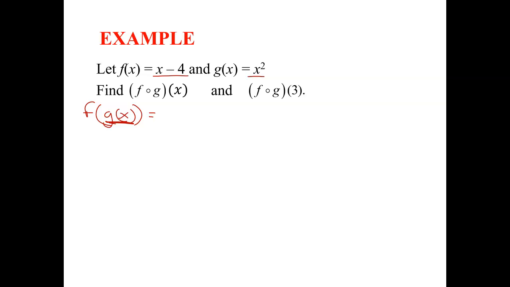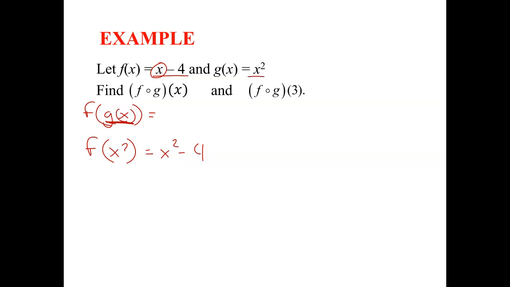So what is g of x? X squared. So instead of having f of x, I have f of x squared. Everywhere I have an x in my function of f, I'm going to replace it with x squared. So here becomes x squared minus 4. I'm replacing a variable with an entire function.